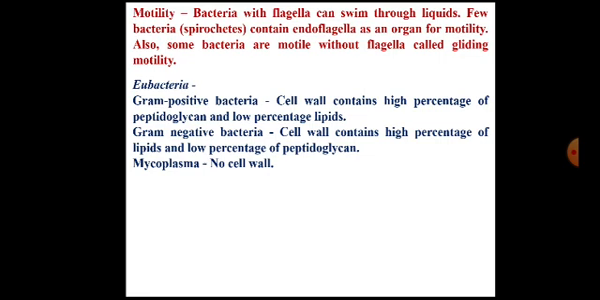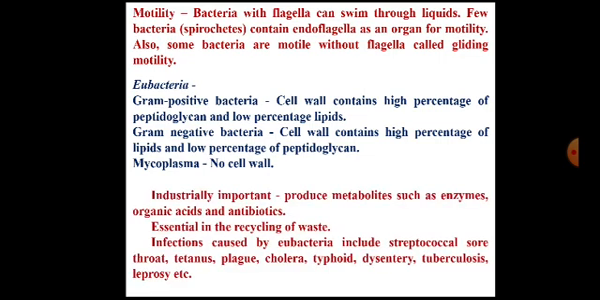What is the difference between gram positive and gram negative? The difference lies in the cell wall: the composition, type and content of the cell wall. The cell wall of gram positive bacteria has a high percentage of peptidoglycan and a low percentage of lipids. In contrast to that, gram negative bacteria have a high percentage of lipids and a low percentage of peptidoglycan. You need to remember this.